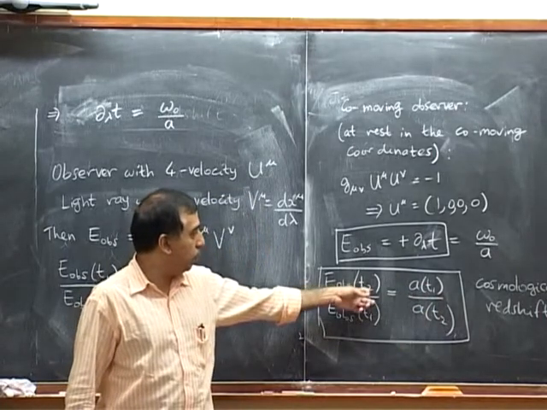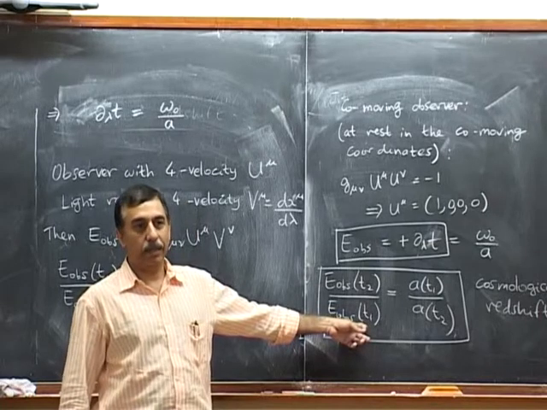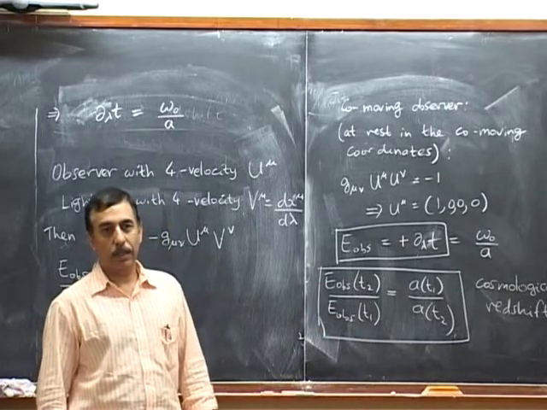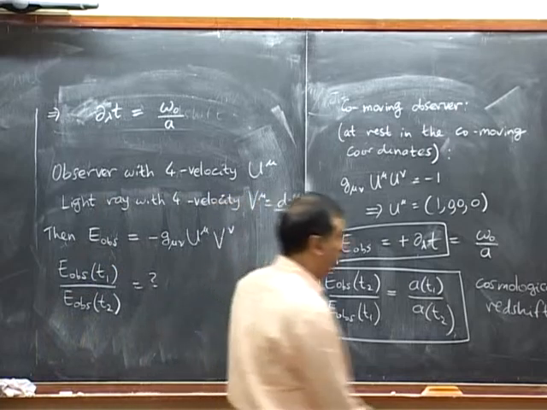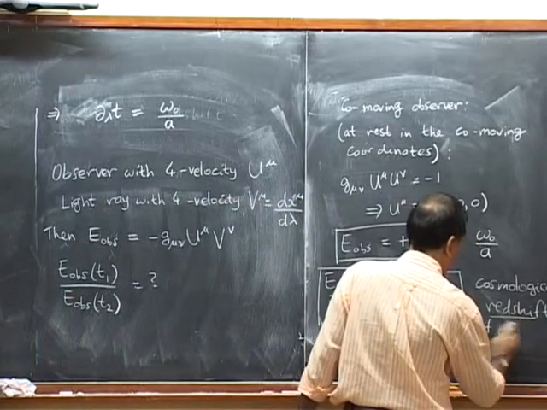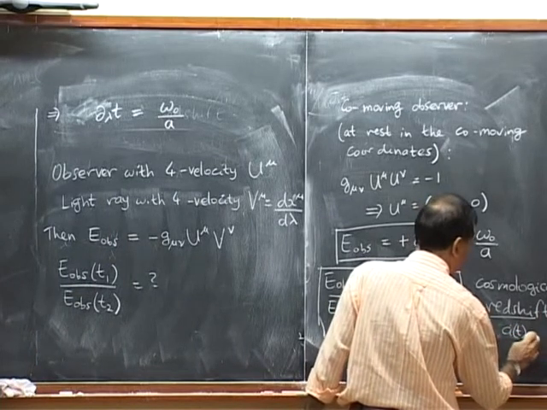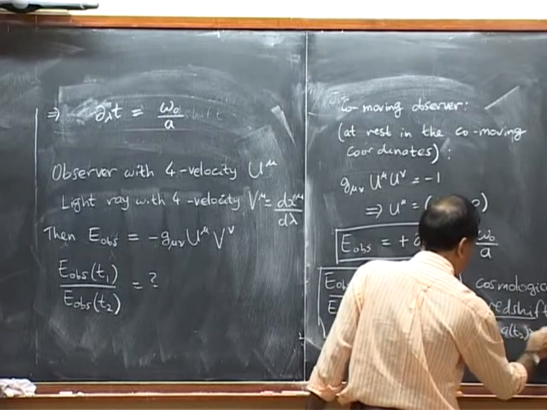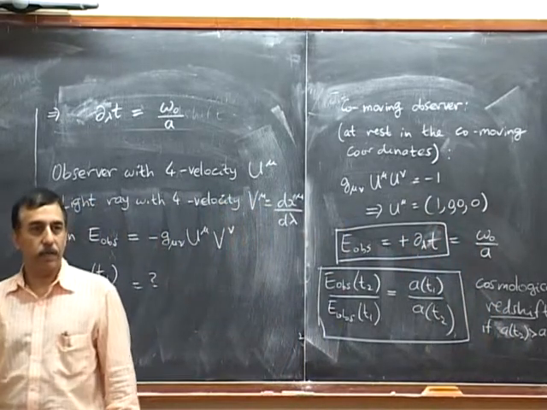That means the energy observed today is less than the energy that was emitted by the emitter, which means that the light ray has been shifted down to the red end of the spectrum. Okay, frequency has decreased. So redshift, if A of t2 is greater than A of t1. If the universe was contracting, then it would be a blue shift.